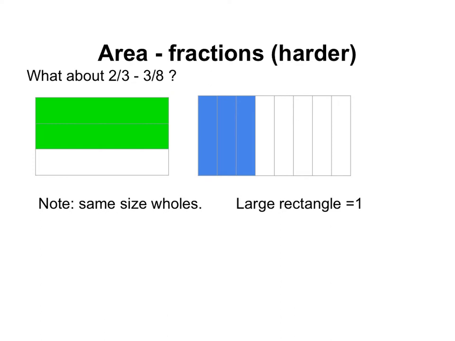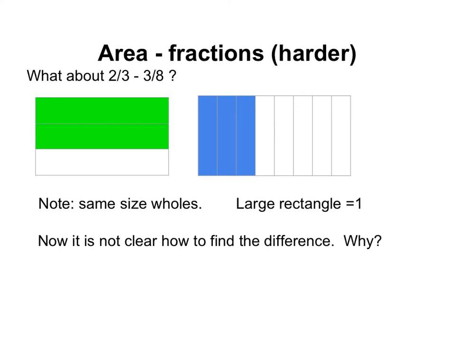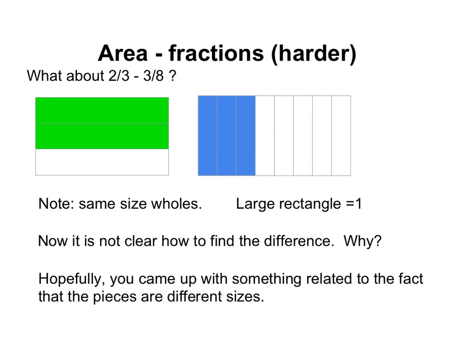Now I have, in the green, 3 equal parts with 2 of them shaded. With the blue, I have 8 equal parts with 3 of them shaded. It's very hard for me to compare these two areas as they are. And why is that? Hopefully you said something related to the fact that the pieces are different sizes.